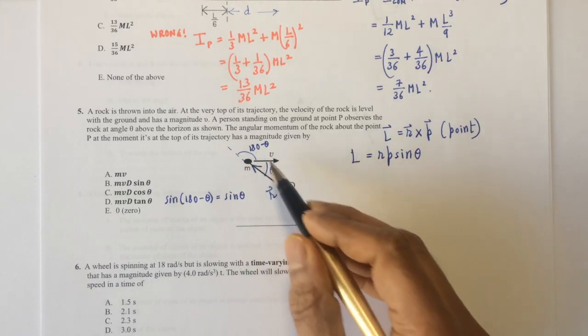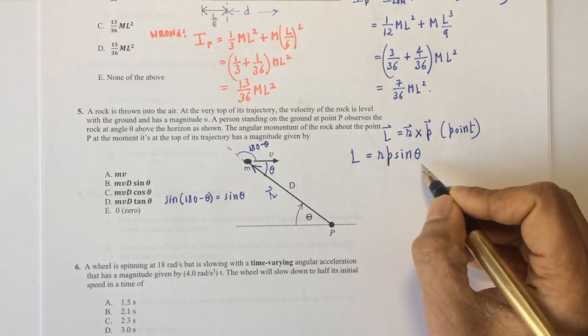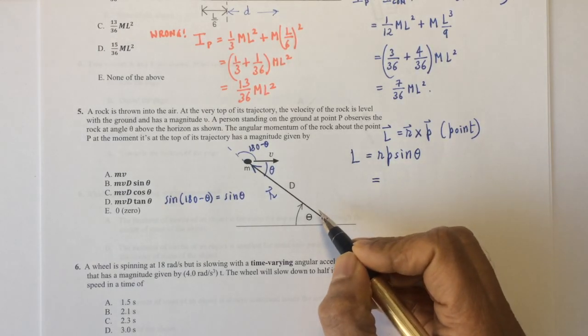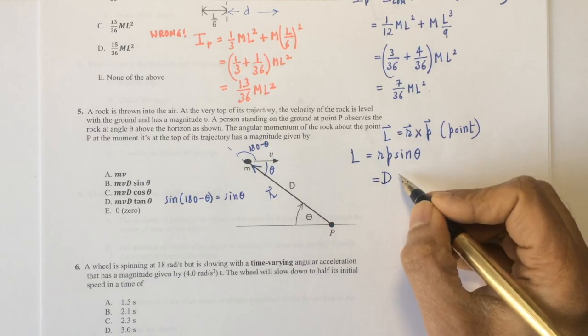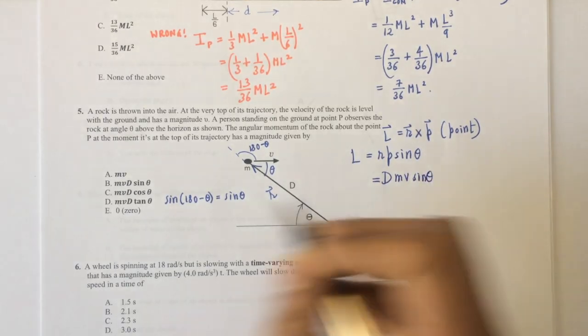So you're going to end up just getting r p sine theta. Now the momentum is mass times velocity. The r is just d, so it's d m v sine theta. The correct answer is B.